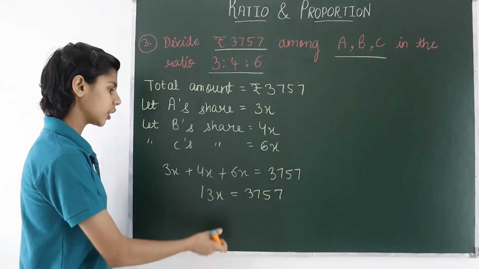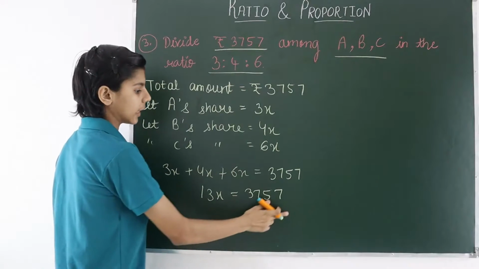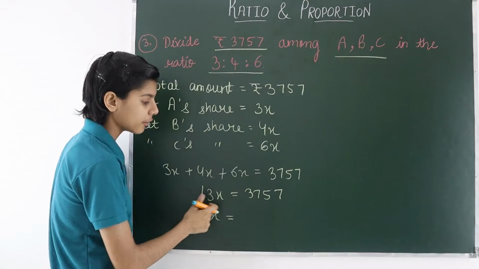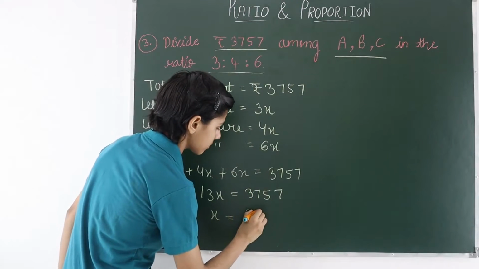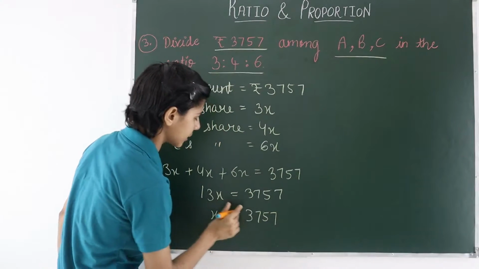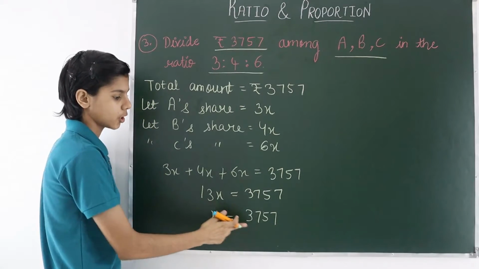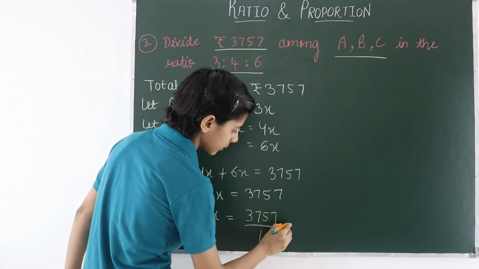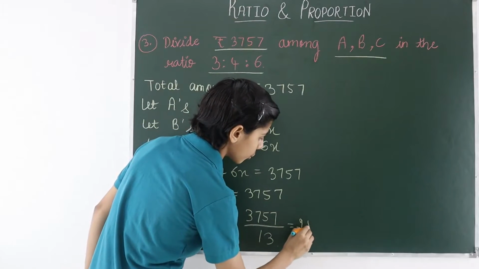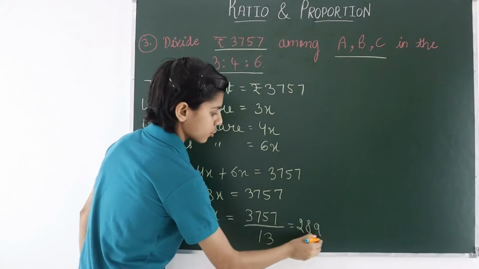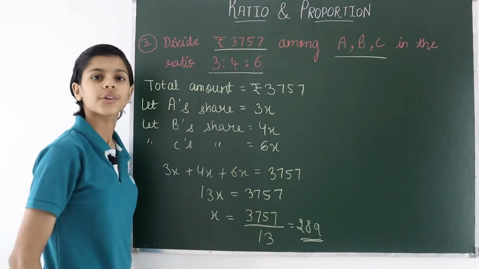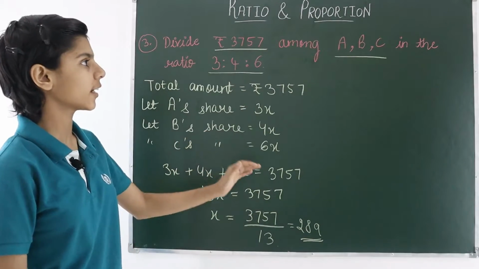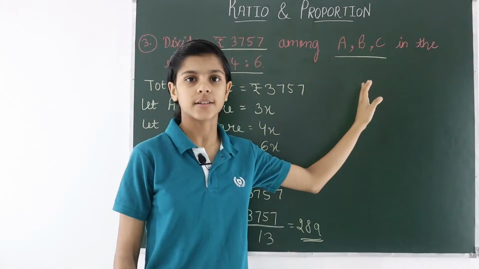So for getting the value of x, I have to take this 13 to the other side of the equal sign. Here 13 will be divided, because on this side it is in a multiplication relation, so on that side it will be divided. After dividing, I think it will be 289. So this is the value of x. We have got the value of x and now we can get the amount they will get.